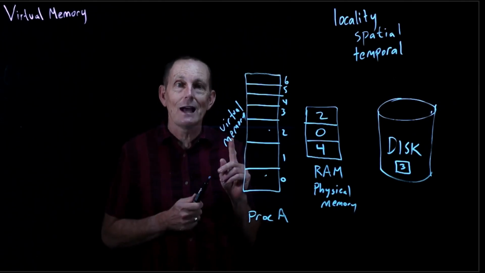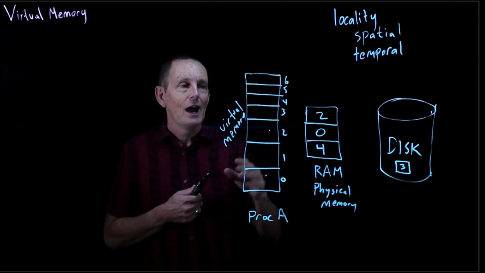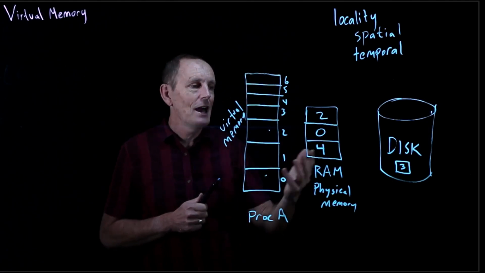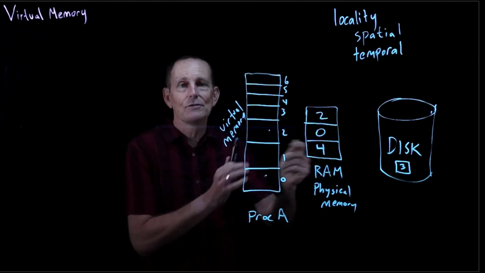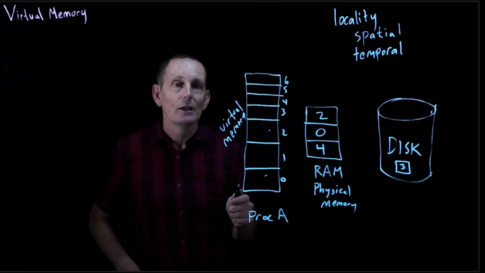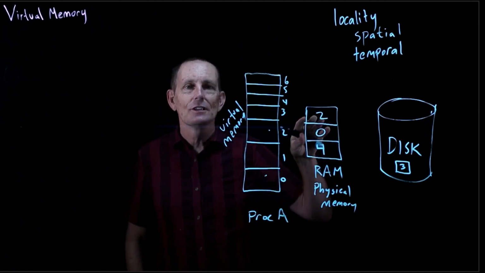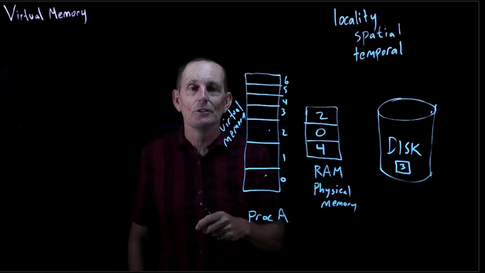It's only because of this locality that our virtual memory system is going to work. If our program randomly moved through its address space, then we wouldn't really gain much by having some particular pages in memory. We'd have to keep swapping them out randomly. But we are going to take advantage of the fact that these are the pages that we have used recently, and so they are the pages that we're likely to need in the future.